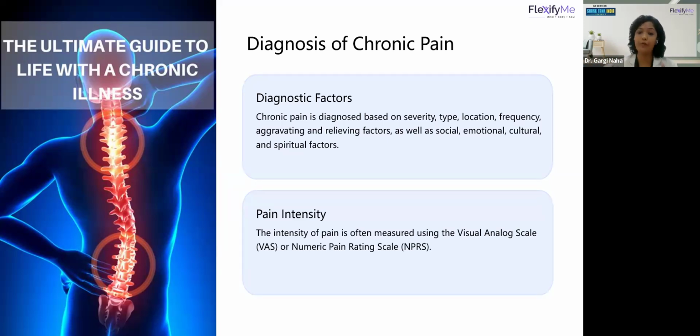What is the location of your pain? Where is it located? Was it located at your neck and now it is spreading towards your shoulders and upper back? Was it located in your back and now it has started traveling down your legs? So the location tells us whether there is an involvement of the nerve, or is it a muscular pain, or what's going on. Frequency: how frequently do you get that pain?